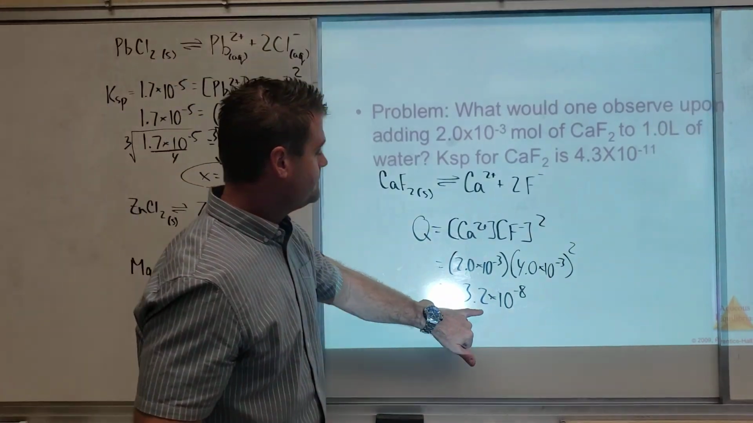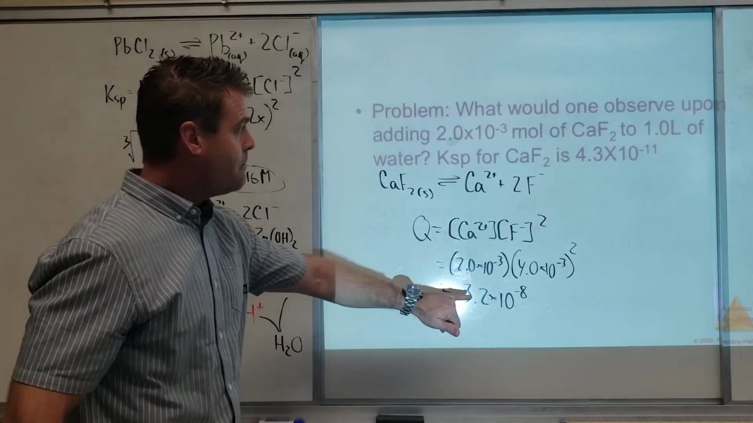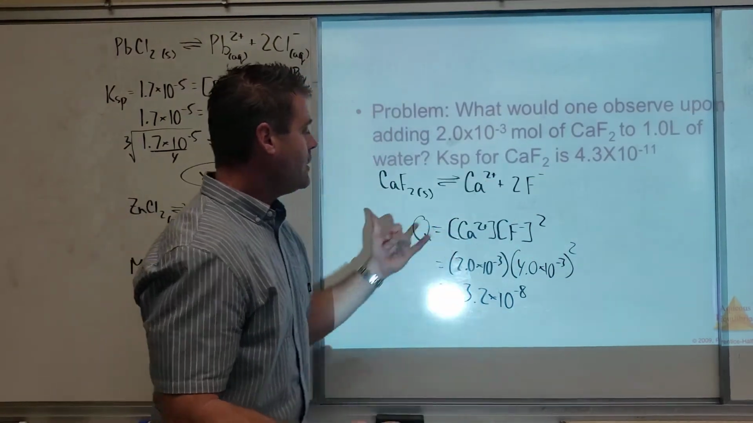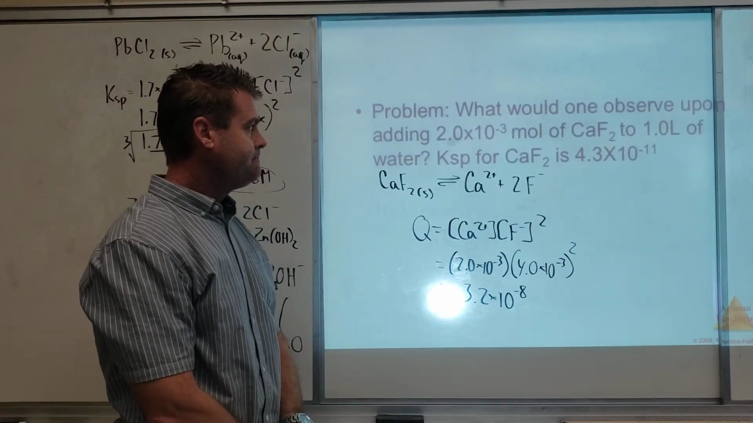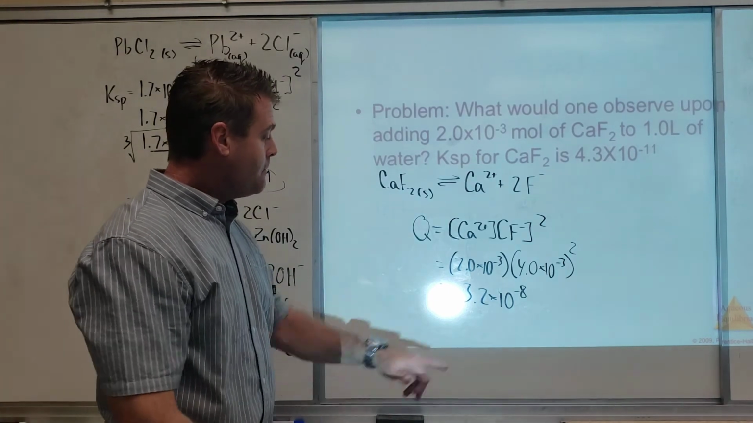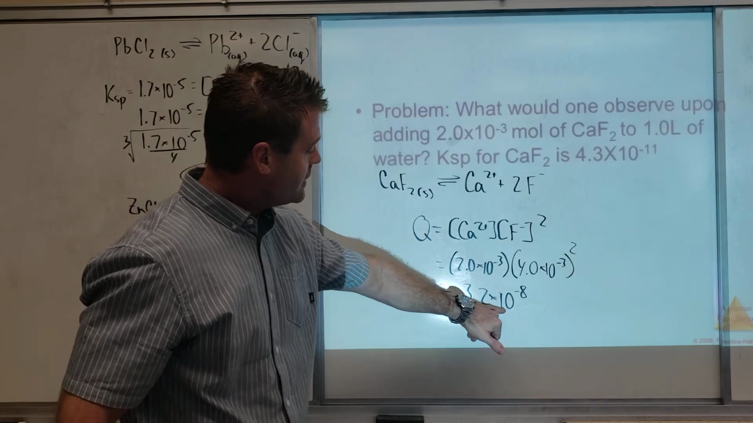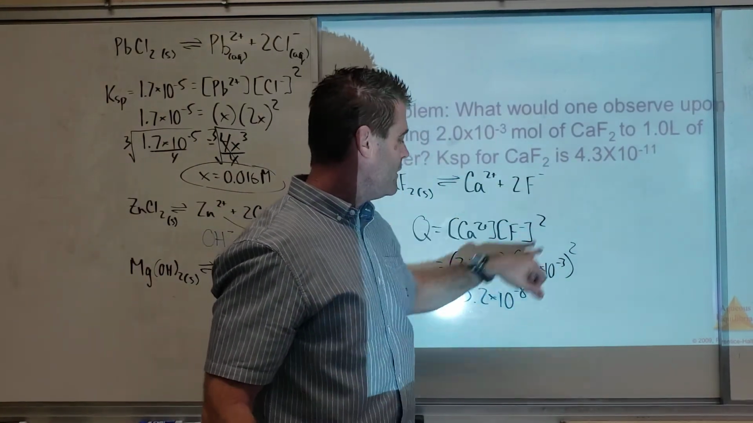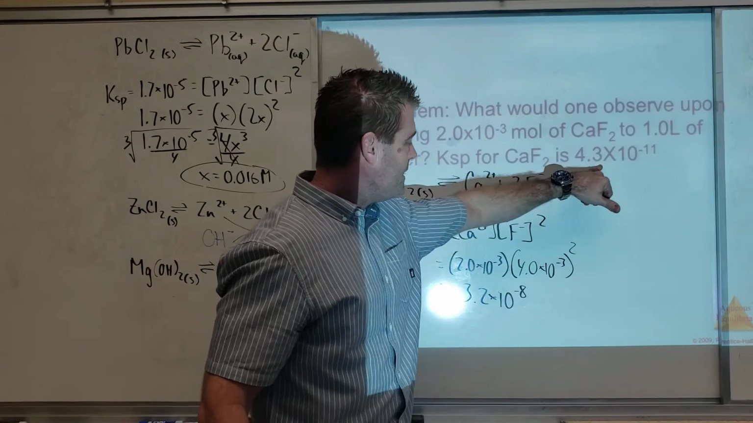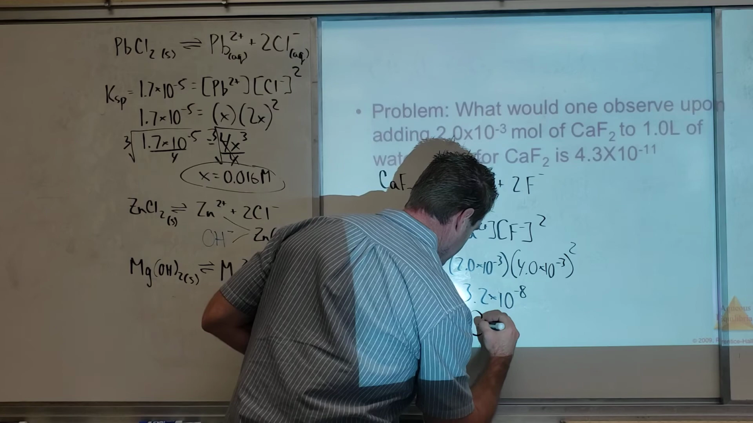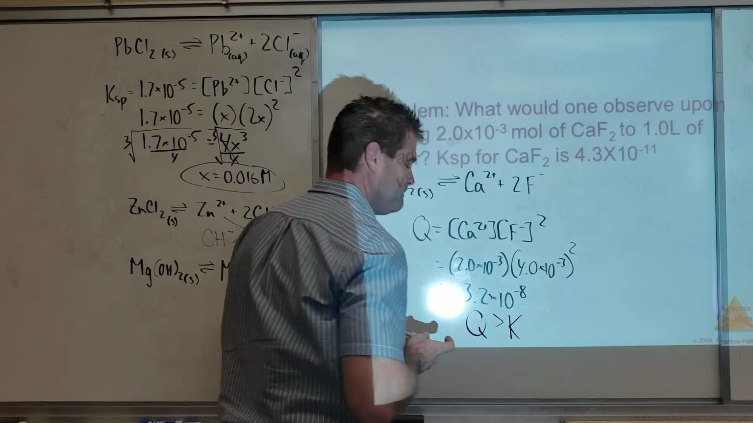Now this is my Q. So then what am I going to do? I'm going to compare that to the K. If that was equal to that, then I would know it's saturated, it's reached equilibrium. But what do we see? Look, this is 10 to the negative 8, and this is 10 to the negative 11. Hopefully you realize that this value is much greater, on the order of 3 factors of 10 greater than that. This is a larger number. So our Q, in this case, is greater than our K.